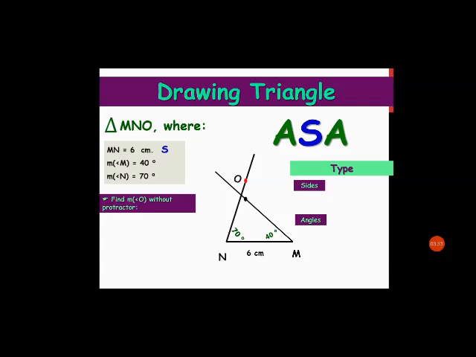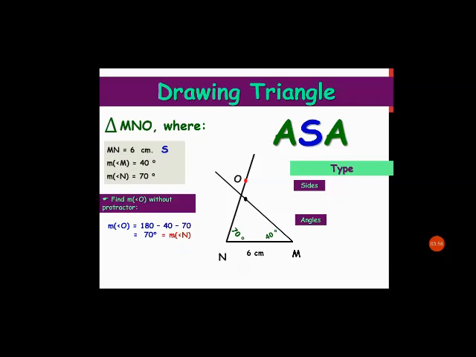So here I noticed that we don't have the angle O, and this also comes as a separate question sometimes. It tells you to find the measurement of angle O without a protractor. So this is also the answer to that question. To find the angle O without a protractor, we say measurement of angle O equals 180 minus the other two angles, so it equals 70 degrees.